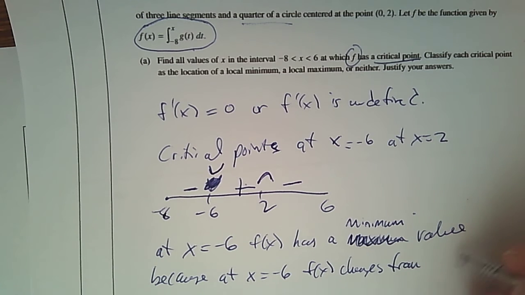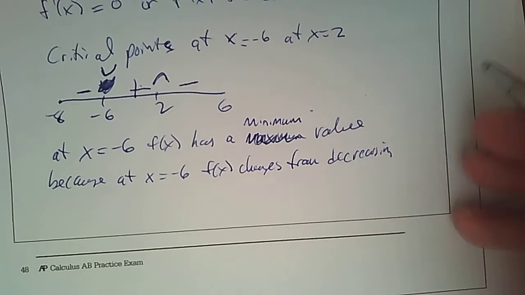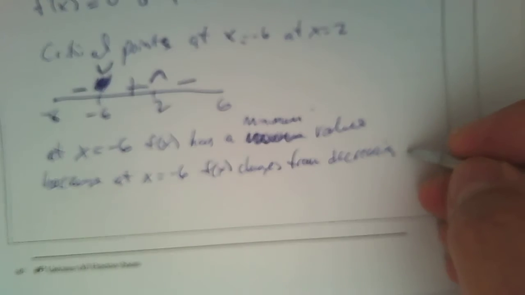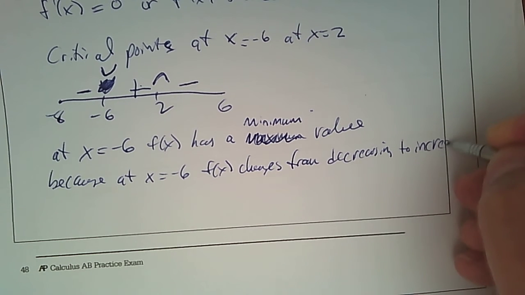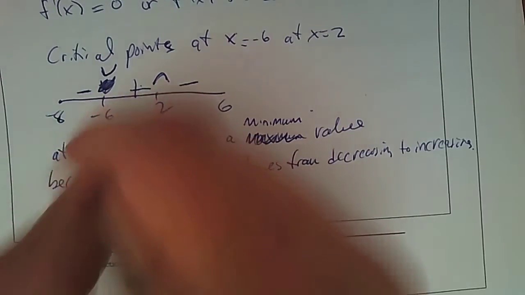Minimum. Why is it a minimum? Because it changes from decreasing to increasing. They love those words, decreasing and increasing. Make sure you include them in sentences. From decreasing to increasing. How about the other one?